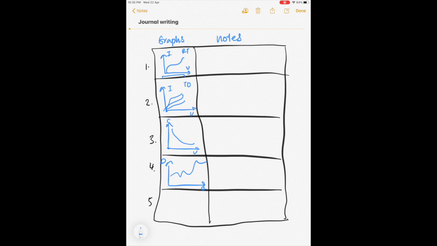You can put everything there, and then on the right you write down the observation. What do I mean by observation? Observation means when you look at the graph, what do you see? That's the first thing you write. For example, you see the current increases with voltage, however it saturates at maybe 10 volts. So first write the observation.